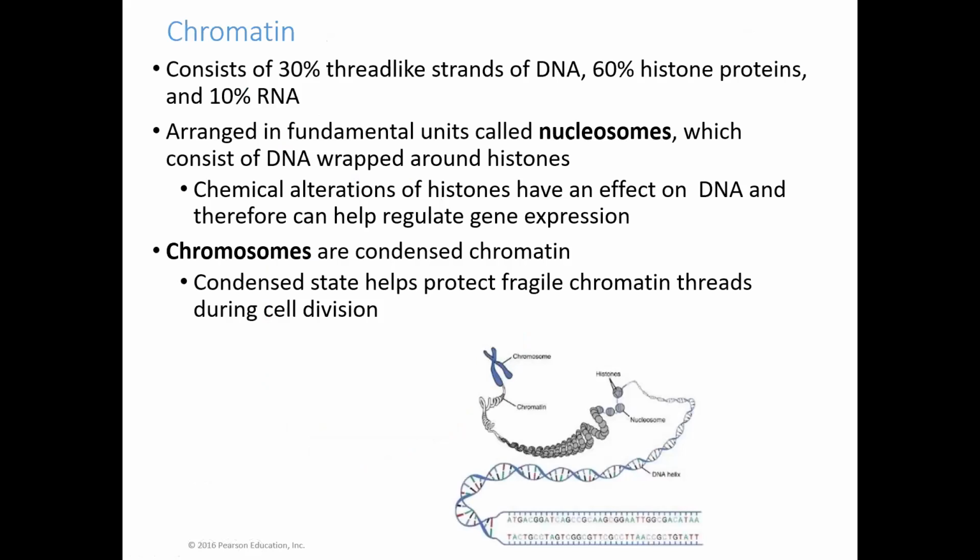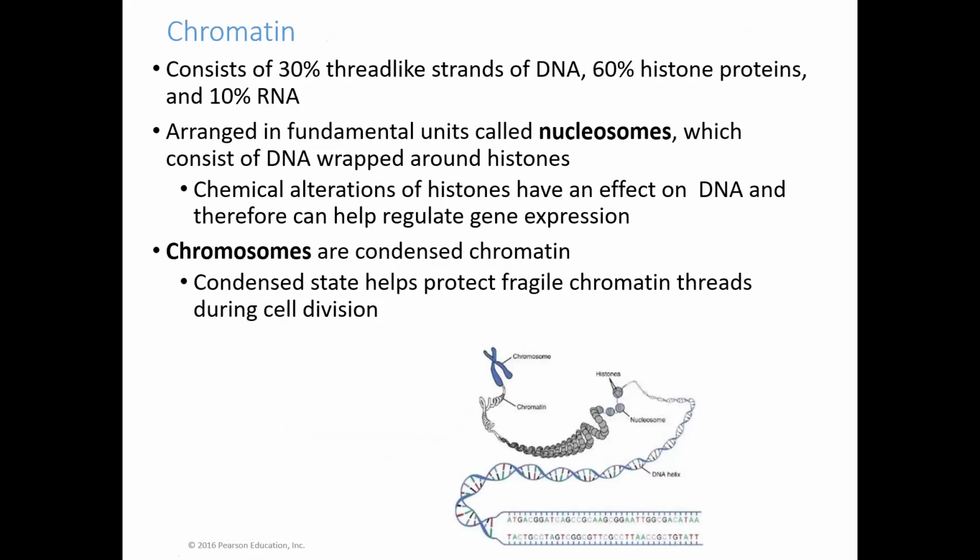And this will be my last point because we're running out of time. Chromatin, 30% DNA, 60% histone, 10% RNA. Wrapped together, called nucleosomes, which are the DNA wrapped around the histones. It looks almost like a candy cane in its appearance.